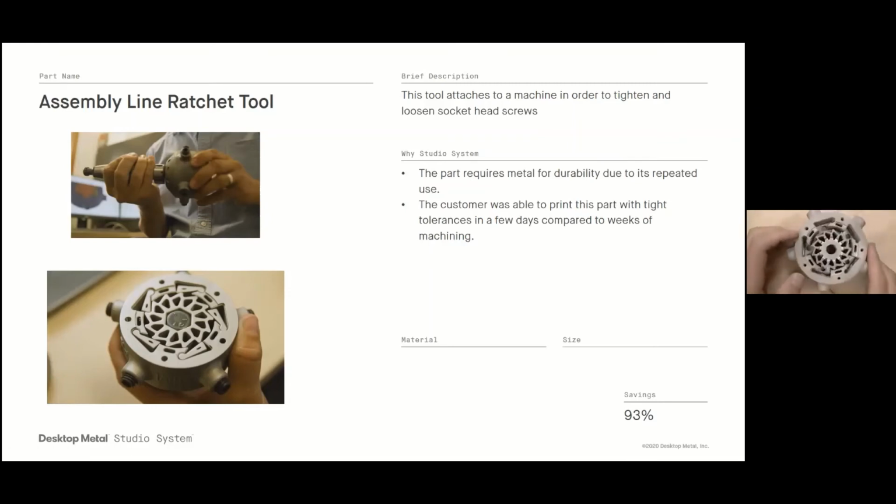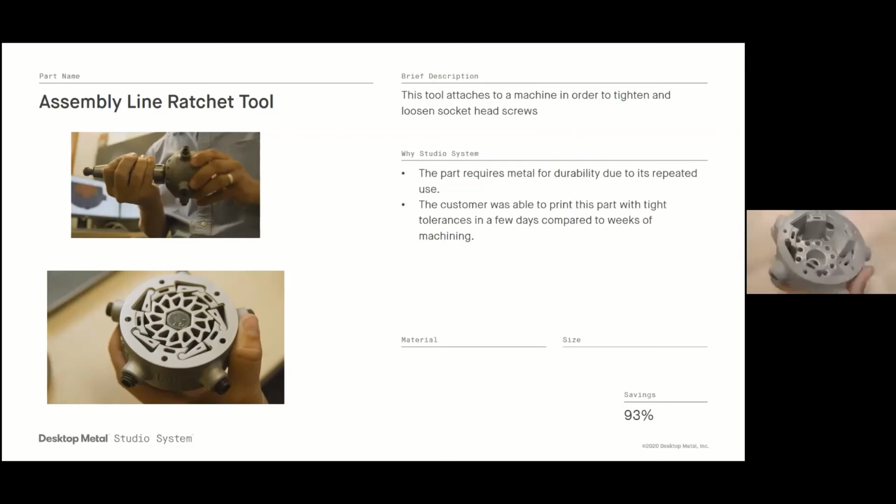You can see the part here. It features this internal gear. There's all these different ratcheting components around it. The housing is quite complex as well. Just a great example of how we can really think outside the box. You could never justify machining this part for what it does.